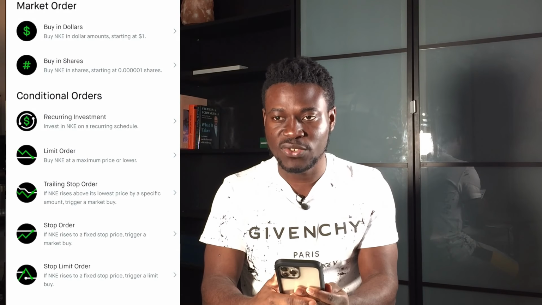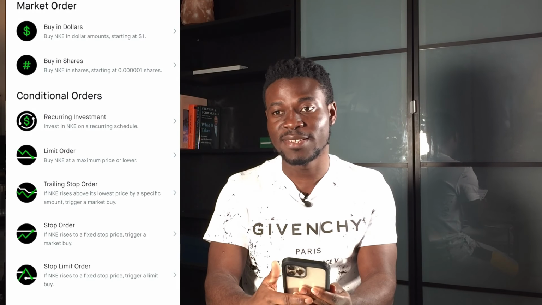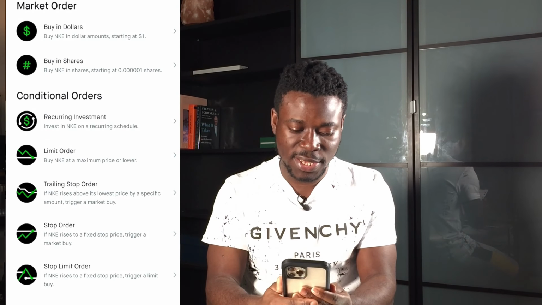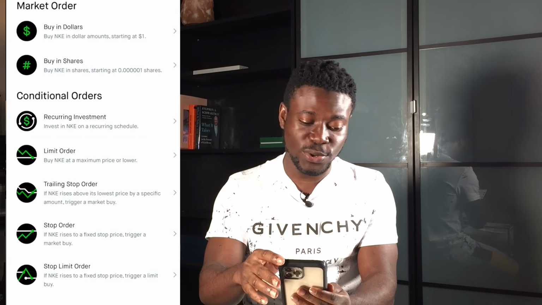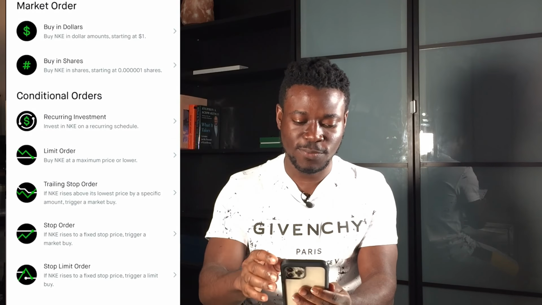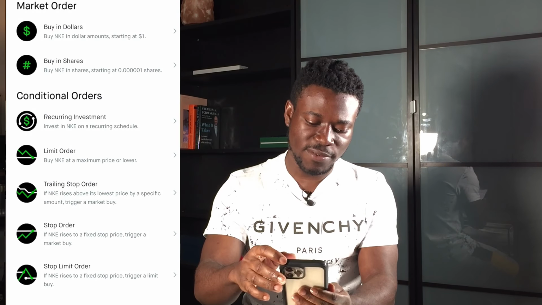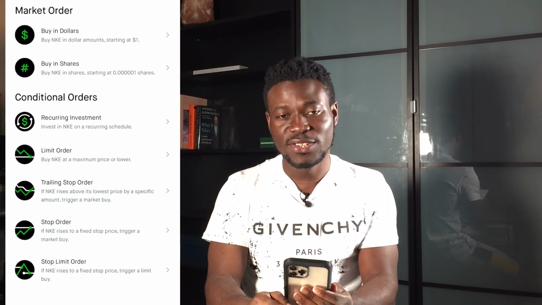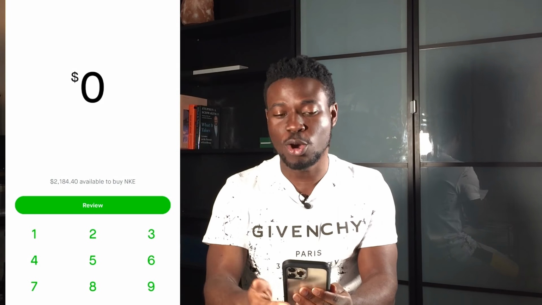With fractional shares, you can buy less than one share, a fraction of that company. So it is really cool. I mean, that also pulled a lot of people to use Robinhood because so many people don't have too much money to put in one company.